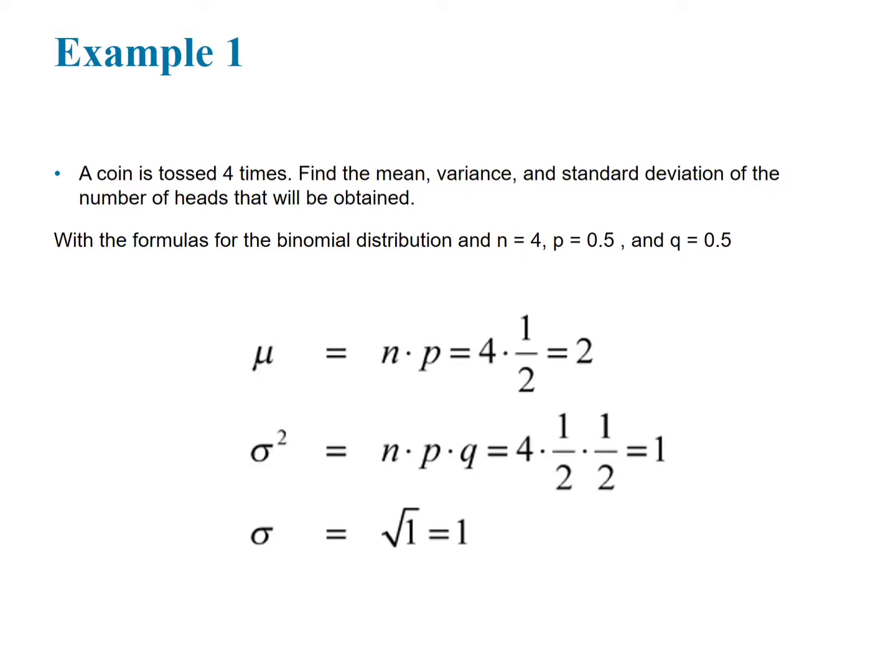So my mean is simply n times p. So that's 4, the number of trials, times my probability, which is 1/2. So 4 times 1/2 is 2. And then my variance is going to be 4 times 1/2 times 1/2, which is 1. And then the square root of 1 is simply 1. So my standard deviation is 1.